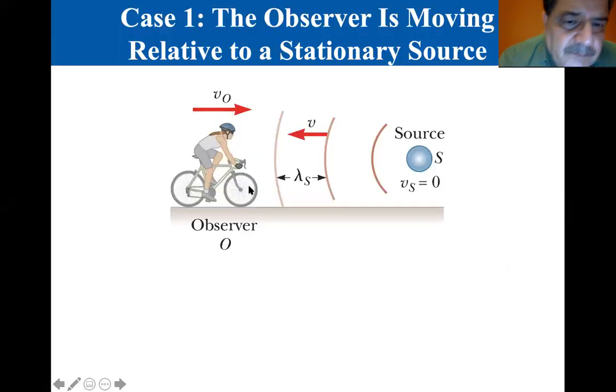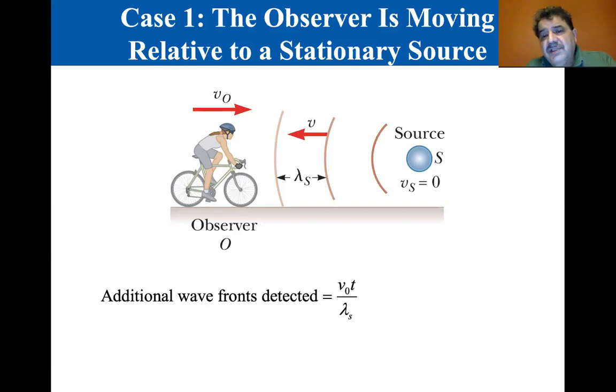Okay, let's go back to the PowerPoint. Okay, so you have an observer on a bicycle with a stationary source. The observer is moving relative to a stationary source. So the velocity of the observer is v sub O, v of the observer. And the v is the source. The lambda of the source is just lambda source. And the velocity of the source is 0.